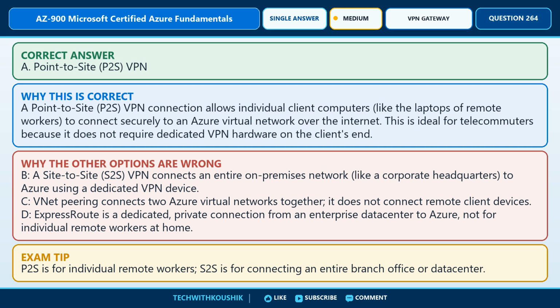B. A site-to-site, S2S, VPN connects an entire on-premises network, like a corporate headquarters, to Azure using a dedicated VPN device. C. VNet peering connects two Azure virtual networks together. It does not connect remote client devices. D. ExpressRoute is a dedicated, private connection from an enterprise data center to Azure, not for individual remote workers at home. A helpful shortcut is this. P2S is for individual remote workers. S2S is for connecting an entire branch office or data center.